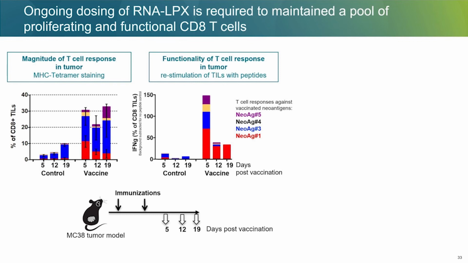And so what we did is we looked at the T-cell response after immunization at day 5, day 12, and day 19. And what you can see on the left-hand side is that there is a very nice T-cell response, polyclonal T-cell response against different neoantigens that is generated at the tumor site. And we see a very similar magnitude of T-cell response up to 19 days post-vaccination. What is more interesting is that when we look at functionality of these T-cells, what we observe is that these T-cells lose functionality very quickly after vaccination, suggesting that they are getting exhausted.